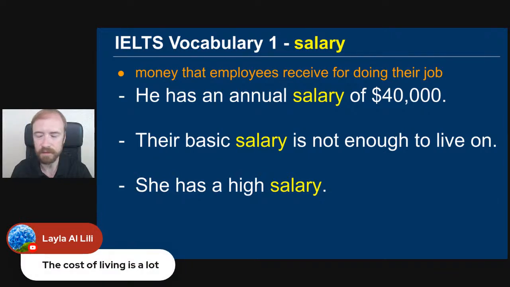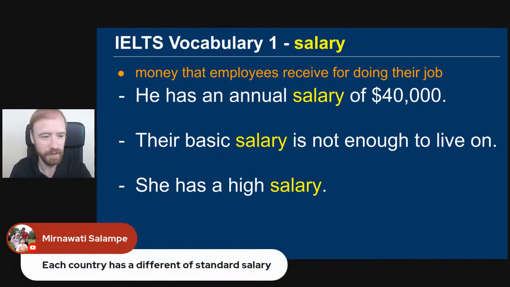Cost of living is a lot. It's going up, increasing, or skyrocketing. Yes, each country has a different standard salary. I would say each. You say each country. I would say each company has a different standard of what the salary is going to be.